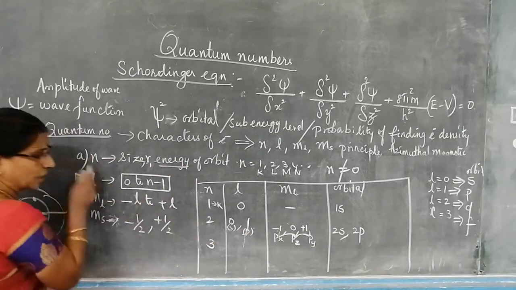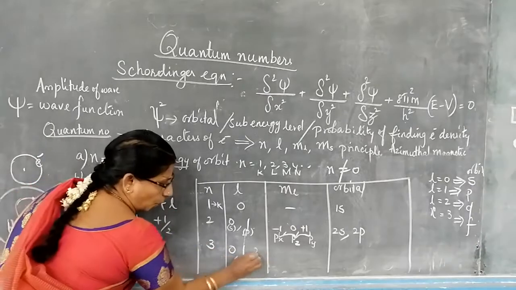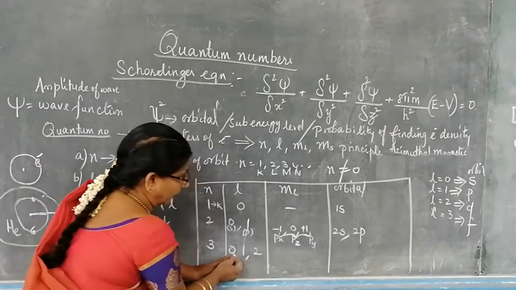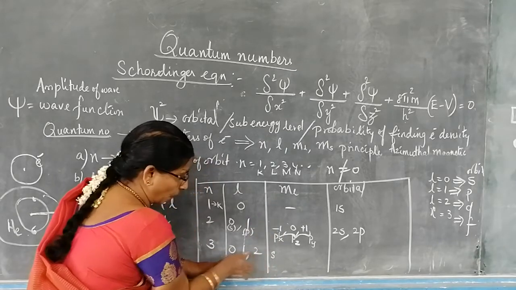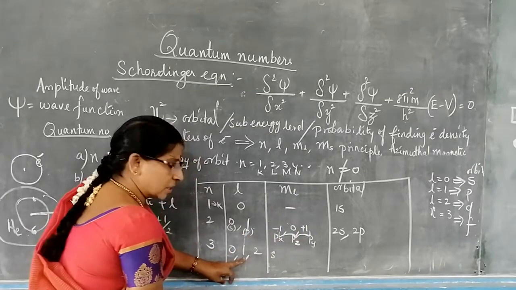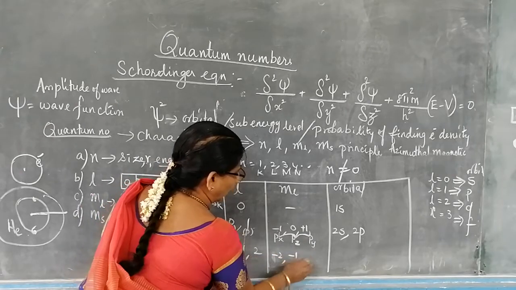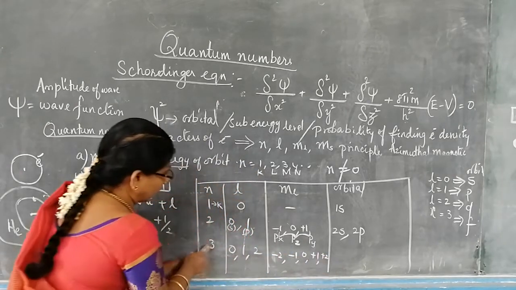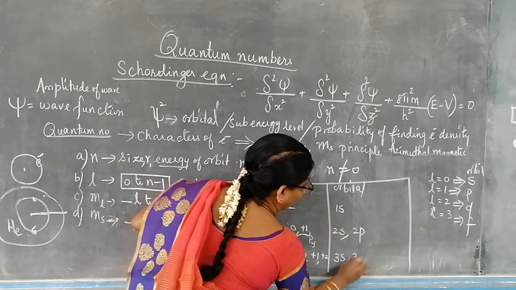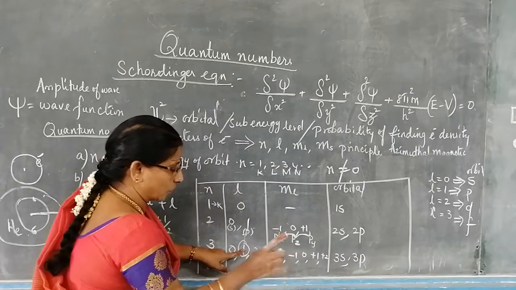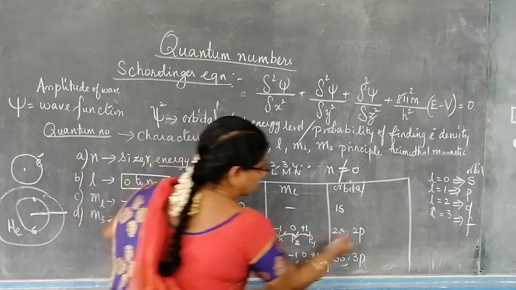Now come to n is equal to 3. What are the values that will come? 0 to 3 minus 1: 0, 1, 2. 3 values will come. 0 means it is 3s orbital, and the ml value will be 0. For 1, minus 1, 0, plus 1. For 2, minus 2 to plus 2, that is minus 2, minus 1, 0, plus 1, plus 2. So the one value corresponds to 3s. The 3p will have 3 values: minus 1, 0, plus 1. Then l is equal to 2.